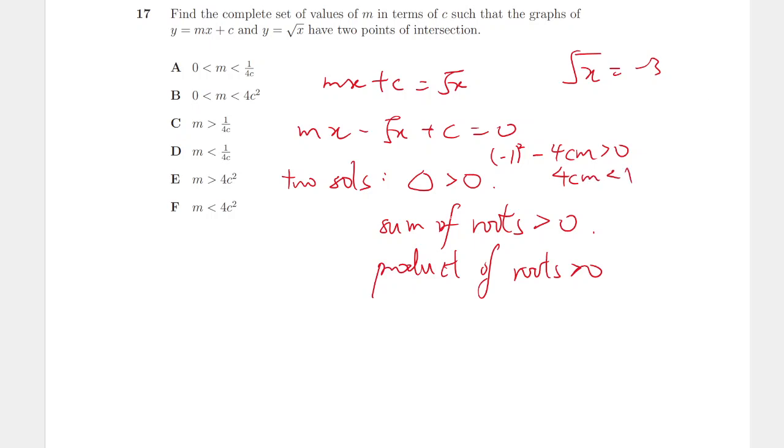Good. Next thing, sum of roots greater than 0. So the sum of roots is negative b over a. So this would be 1 over m, because it's negative 1. Negative of negative 1 over m is greater than 0. So that means that m is greater than 0, because if 1 over m is greater than 0, then m must be greater than 0, because positive divided by positive is positive. This means product of roots is greater than 0. That means that c over m is greater than 0.